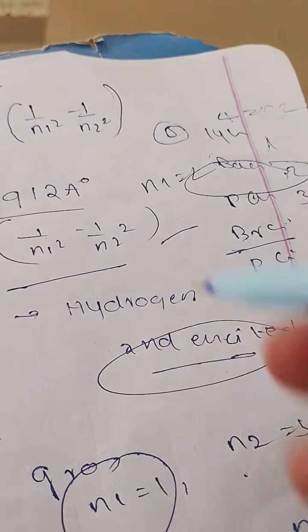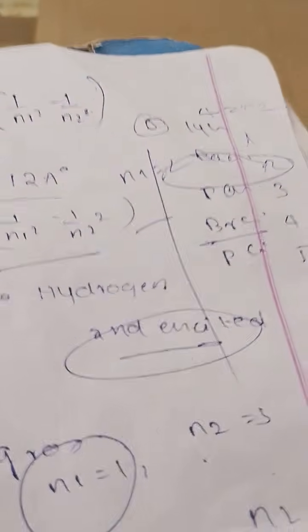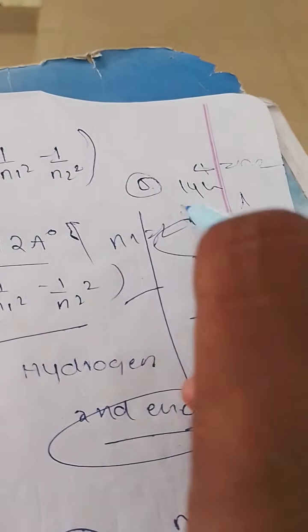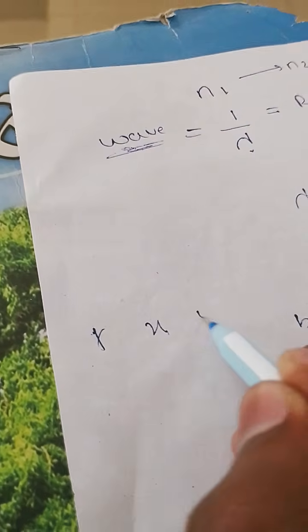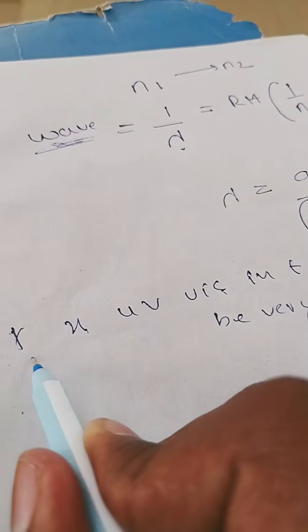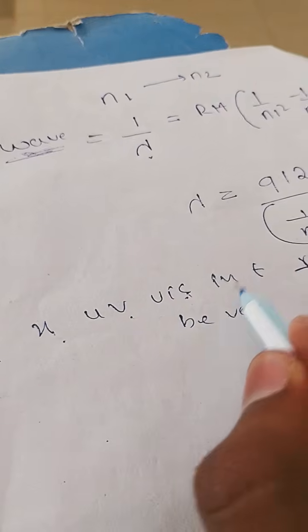Sometimes the examiner may not give it in this way. The examiner will try to identify it with colors. For example, Balmer means the visible region. How to remember this? First we learn about the electromagnetic spectrum with a trick: gamma rays, X-rays, UV rays, visible rays, infrared rays, microwaves, radio waves.